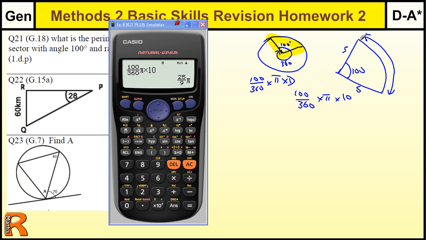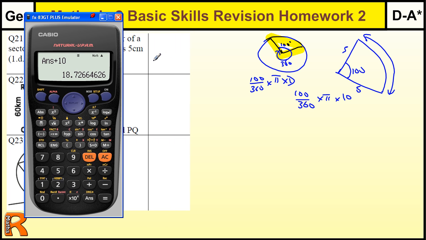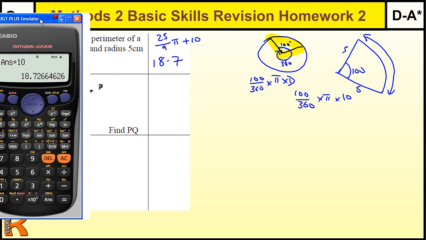So we just need to add 10 to that, so we've got that plus 10, and that gives us 18.7 to 1 decimal place. But you could have left it as 25/9 pi plus 10. That would have been okay if it didn't ask it to be put in 1 decimal place.